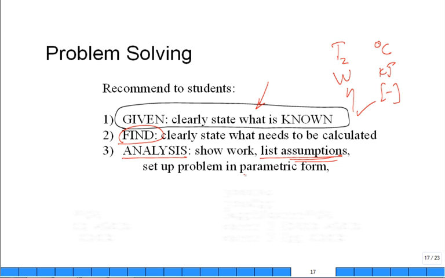And then try to stay with symbols as long as possible. Resist the temptation, but when you do substitute numbers, substitute units as well. And check your units. Cancel your units. Be explicit with your units. And if you do all of those, you're doing well. You'll usually do okay.